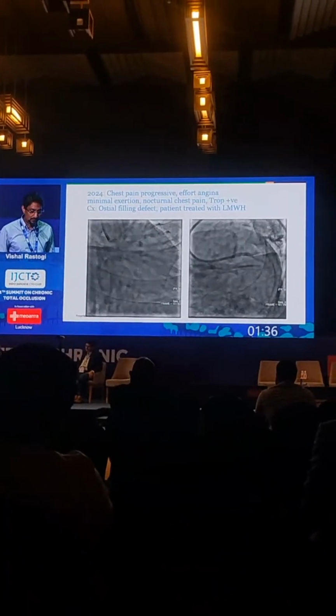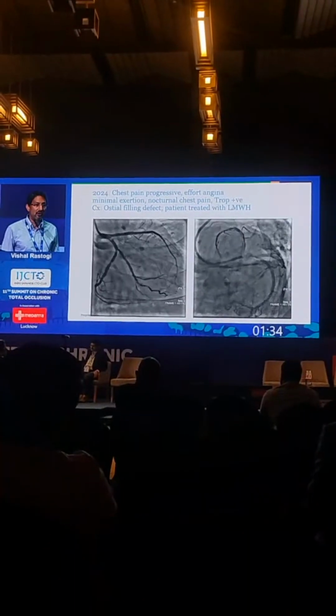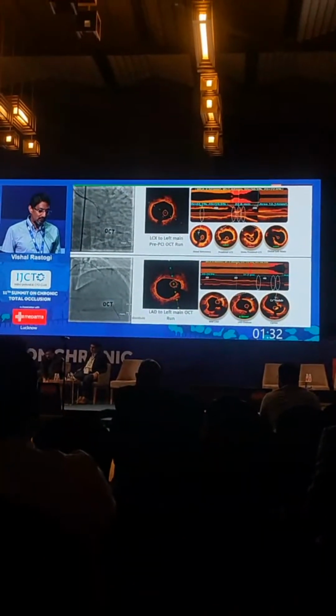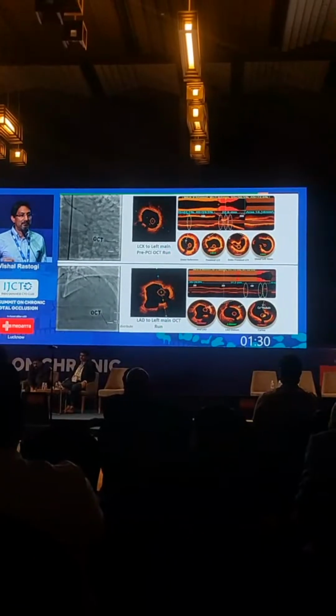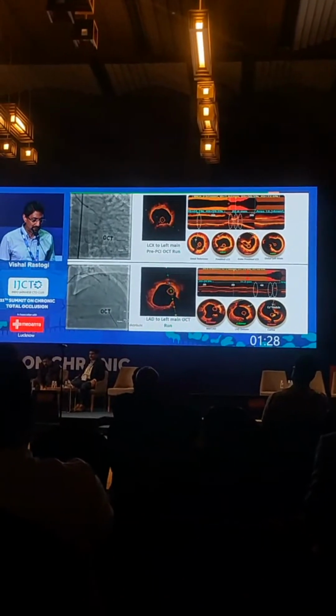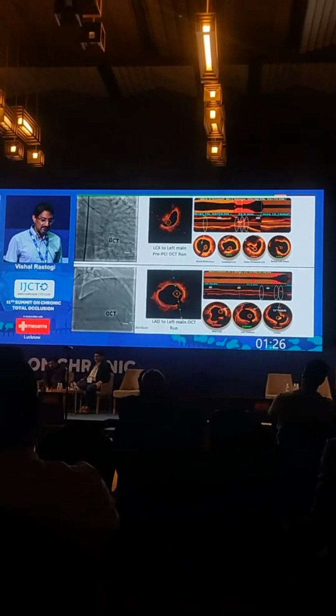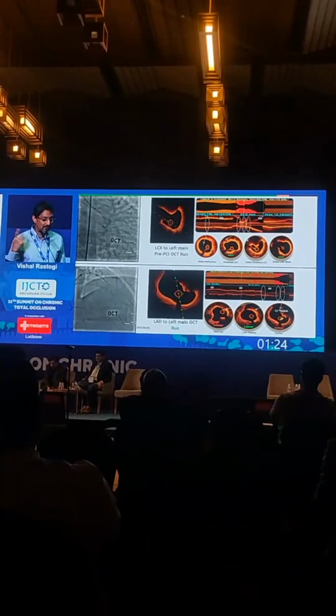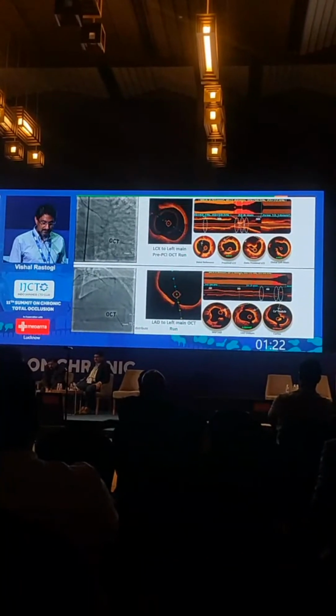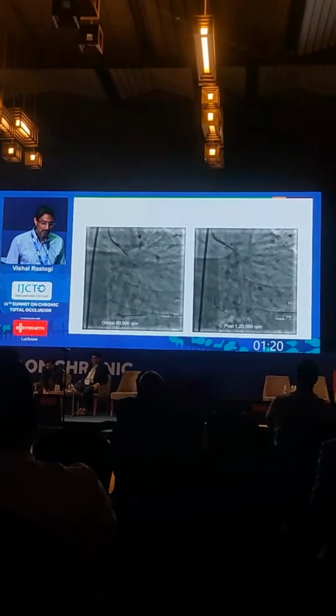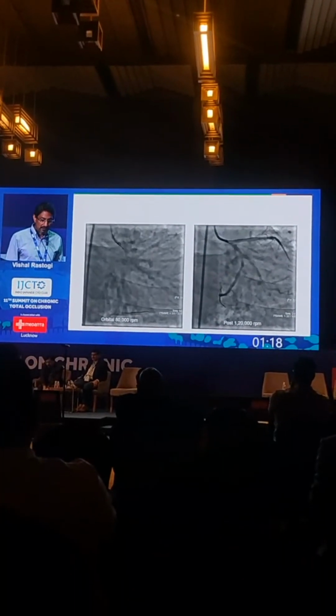And then the patient came to us. We just checked whether it was still there or not. But experience shows that it is most likely a calcified nodule, which is showing like that. And this is clearly seen in the OCT run, where it appeared that there is a calcified nodule at that point. So we did orbital atherectomy here.